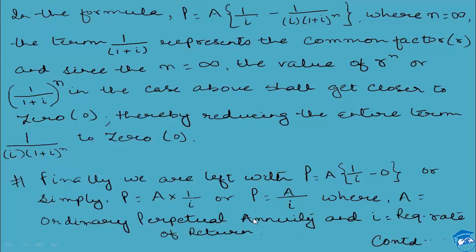So ultimately, the formula for the present value of an ordinary perpetual annuity is P is equal to A, that is the annuity, upon the discount rate. So once again, the present value of an ordinary perpetual annuity is equal to A, that is the annuity, upon the discount rate. So the entire formula reduces down to P is equal to A upon I. I hope this simple derivation is clear to you.